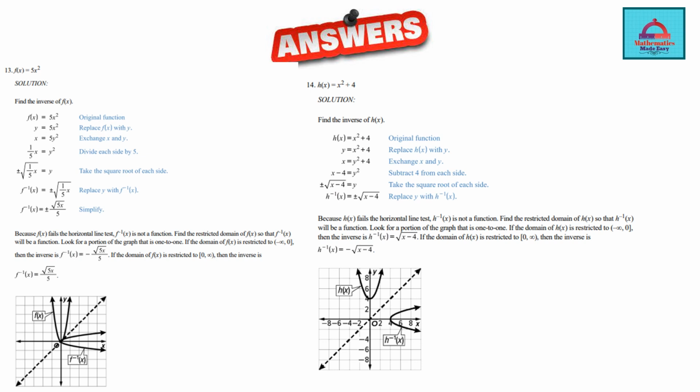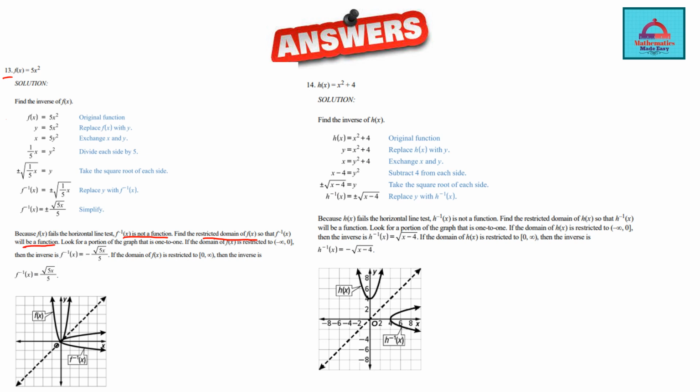Now, I want to discuss one more question here, which is question 13, and 14 is similar. I'm going to discuss this because the graph is a parabola, it's not a straight line. So here when you see the graph of f inverse x, it fails the horizontal line test, that means it doesn't become a function. So you have to find the restricted domain of f(x) so that f inverse x will be a function.